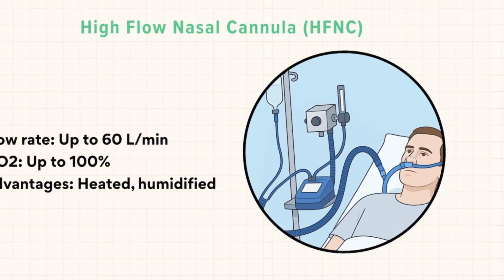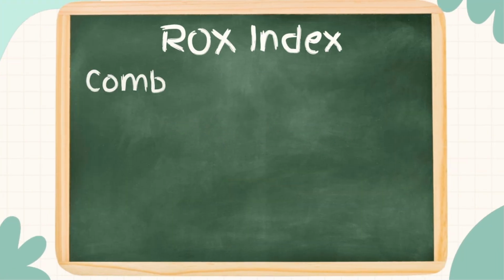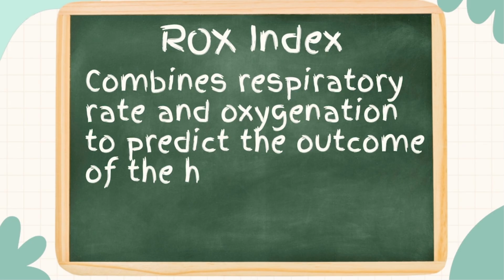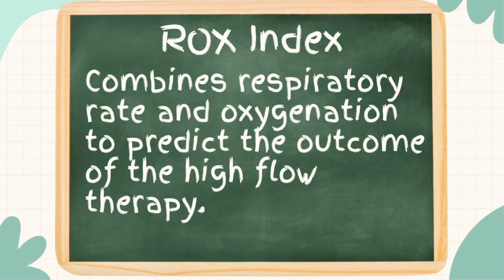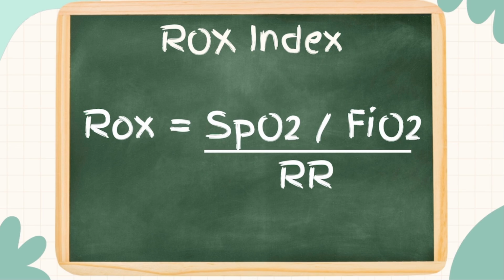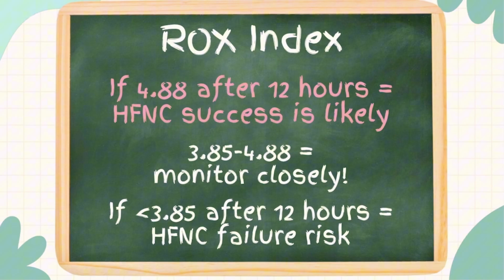Once on a high flow nasal cannula, the ROX index can be used to assess the patient's need for BiPAP or intubation. This matters because it can do an early prediction of high flow nasal cannula failure and prevent delay of additional treatment. The ROX index is calculated by taking the pulse oximetry and dividing it by the FiO2 and respiratory rate. If the patient scores a 4.88 after 12 hours, success is likely on the high flow nasal cannula. If below 3.85 after 12 hours, there's a chance of failure, and anything in between is in the gray zone and must be closely monitored.